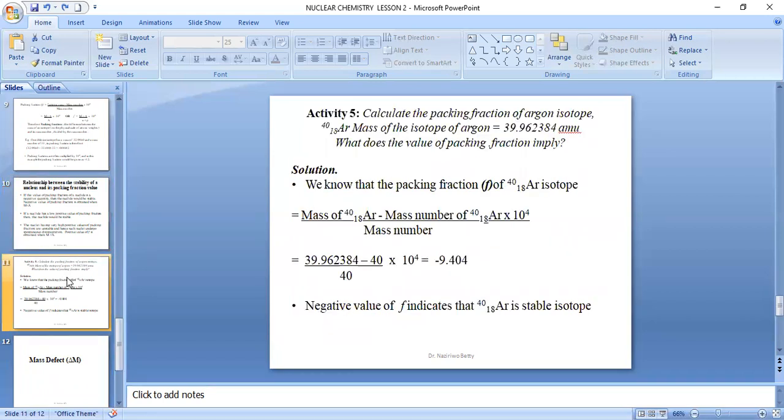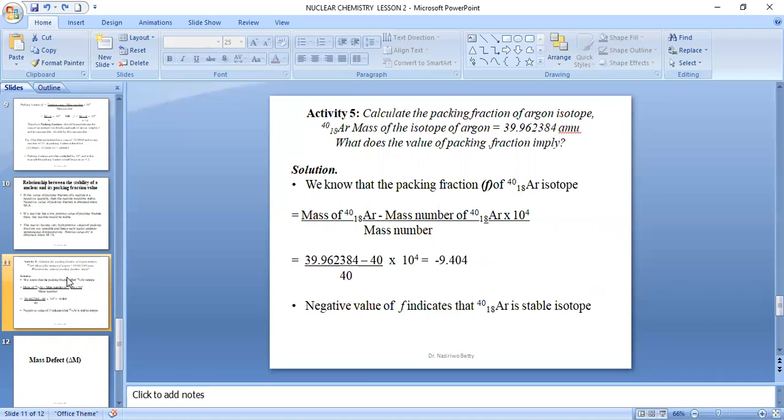Activity 5. Calculate the packing fraction of the argon isotope. The mass of the isotope of argon is equal to 39.962384 u. What does the value of the packing fraction imply?